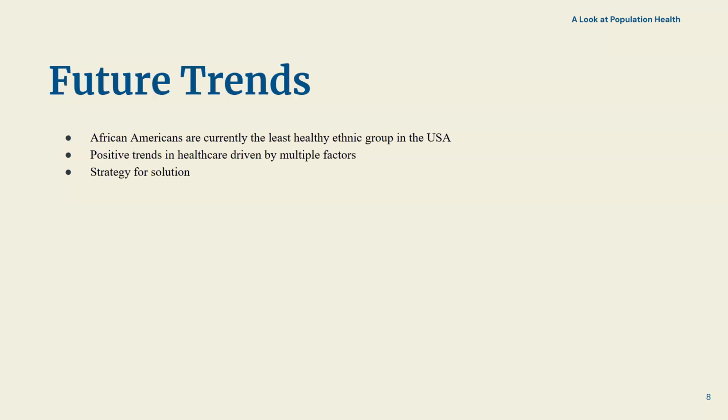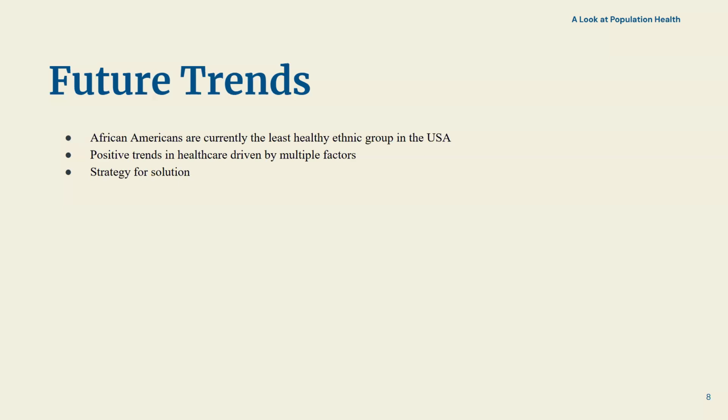When looking at the future trends of African American health, it's important to understand that the system has been set up against them. African Americans are currently the least healthy ethnic group in the USA. Racial and social injustices that have been lingering for years pose a formidable challenge to equitable healthcare. Systemic reasons behind poor healthcare for African Americans need equally systemic changes and solutions.